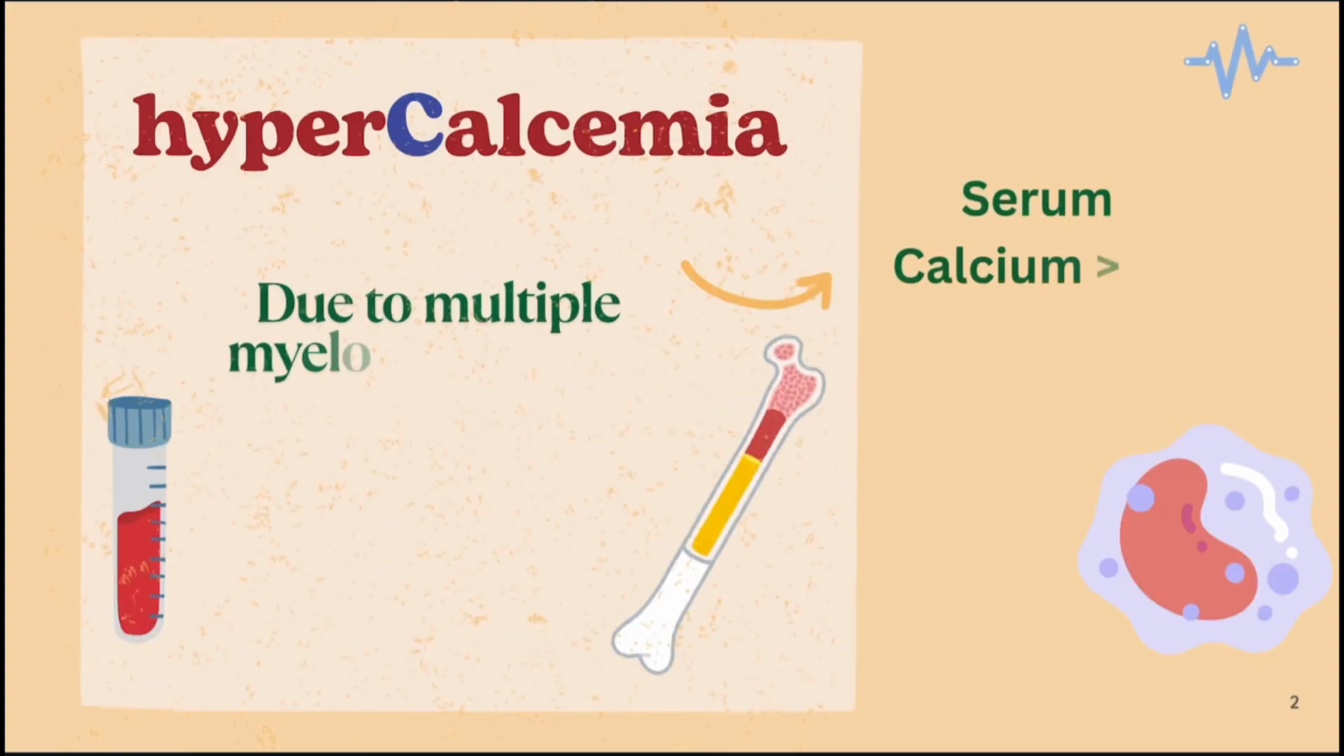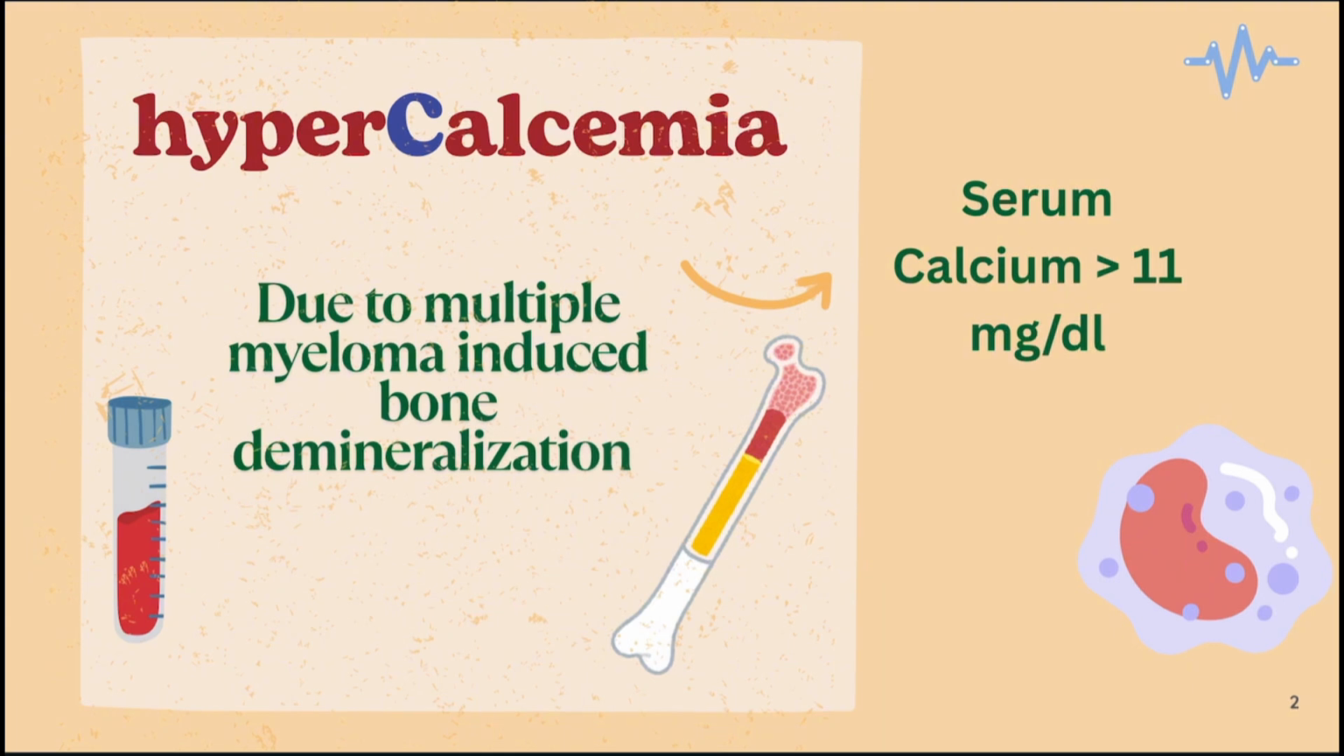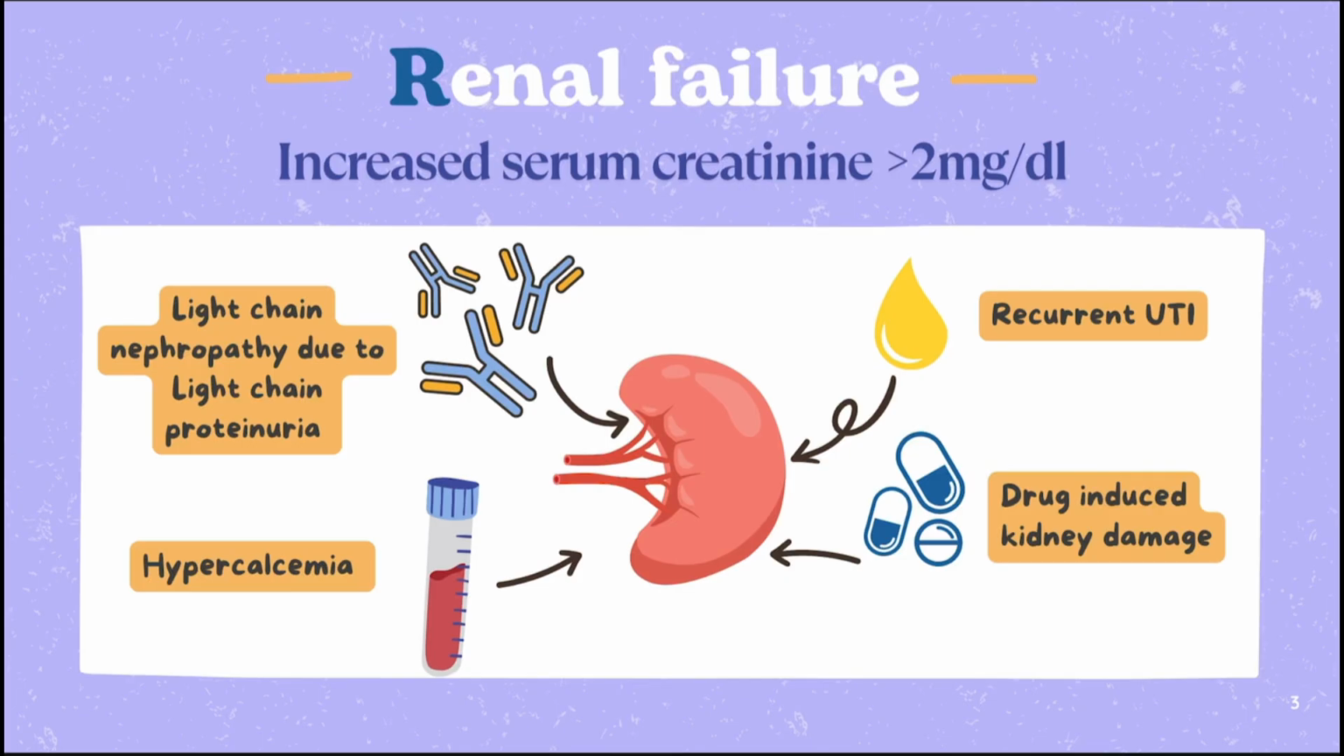C stands for hypercalcemia, meaning the serum calcium is more than or equal to 11 mg per deciliter. It can occur due to multiple myeloma induced bone demineralization, which can further result in osteoporosis and pathological fractures. R stands for renal failure.